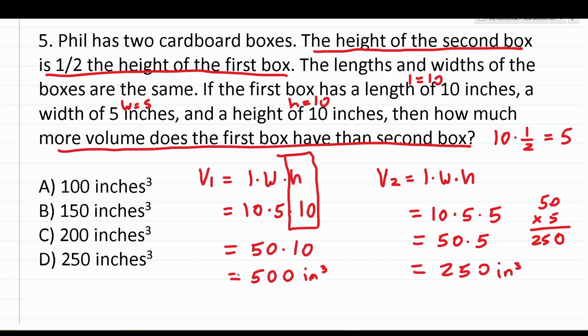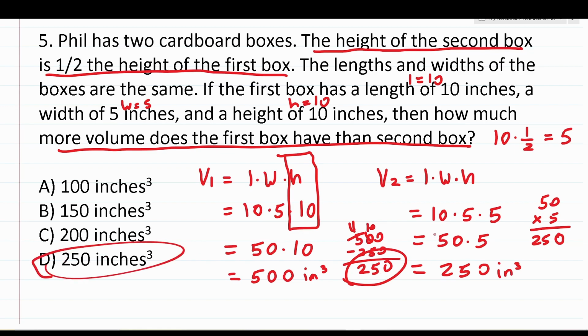How much more volume does our first box have than our second box? Well, that's going to be 500 minus 250. You should know that's 250 without having to work that out, but if you need to, we can do this by hand. 0 minus 0 is 0. 0 minus 5 we can't do, so we're going to borrow. This is going to become 4. This will become 10. 10 minus 5 is 5. 4 minus 2 is 2. So our first box has 250 more cubic inches of volume than our second box, which has half the height of our first box.